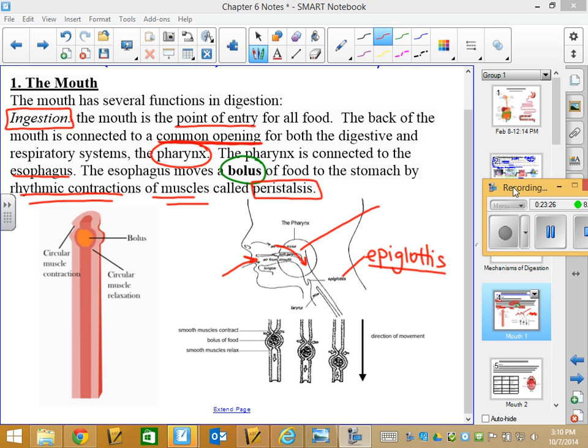And what I want you to recognize is that your epiglottis and your uvula are pieces of tissue that are supposed to prevent food from going someplace that it's not supposed to. But you can always push a little flap of tissue out of the way.